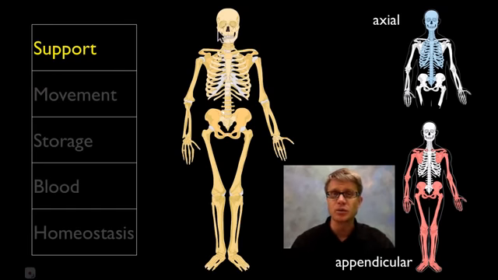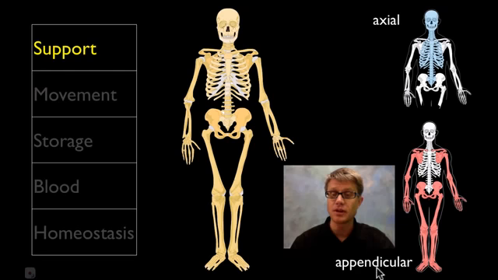In other words, this skull is protecting my brain, or this rib cage is protecting my organs in my thoracic cavity. Our skeleton is broken down into two different parts. We have the axial skeleton. The axial skeleton is going to be made up of the skull, the vertebral column, and the ribs. That really is protecting the central nervous system and a lot of these organs.